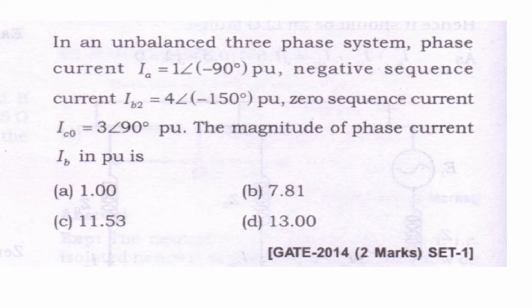The question: an unbalanced three-phase system has phase current IA of 1 at the angle -90 degrees pu, negative sequence current IB2 given as 4 at the angle -150 degrees, and zero sequence current IC0 given as 3 at the angle 90 degrees pu. Find the magnitude of phase current IB in pu.